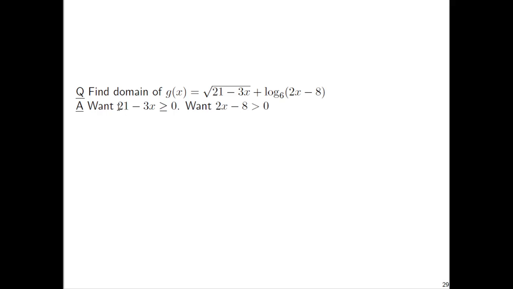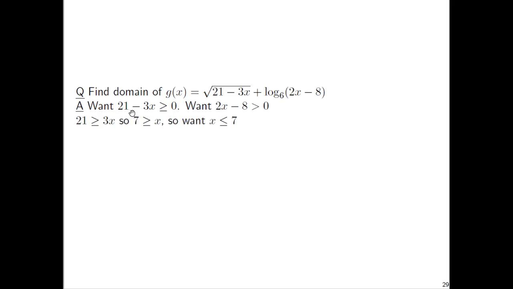When people write the root in here, there's a fundamental misunderstanding of what it is we need to write down and why we need to write it down. Remember, we don't want to end up square rooting a negative number, so we have to take that which we are square rooting, which in this case is 21 minus 3x, and require that it is greater than or equal to 0. We also want the input to a logarithm, in this case 2x minus 8, to be greater than 0.